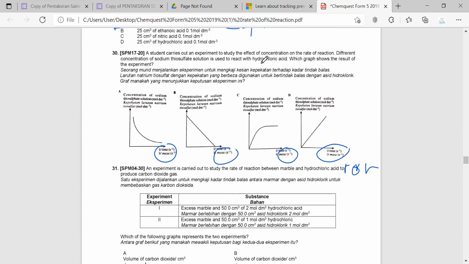Increases, very good. Which graph depicts that very well? D. Excellent, correct.